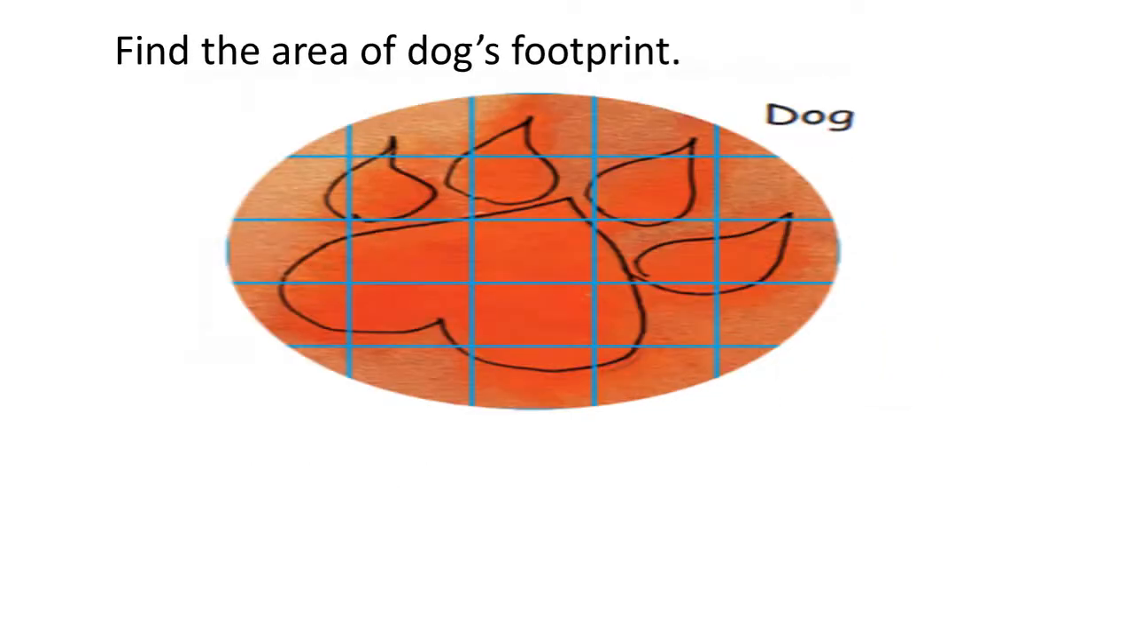Okay, the next question is here now. Find the area of the dog's footprint. So you can see another interesting footprint here, and this is also from our textbook, and this is a dog's footprint, and we are asked to find the area of the dog's footprint. So what is the area of the dog's footprint? Again, this is an irregular shape. We will not get the exact area. We will get the answer as an approximate answer.